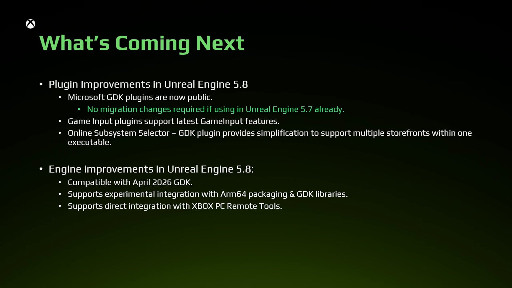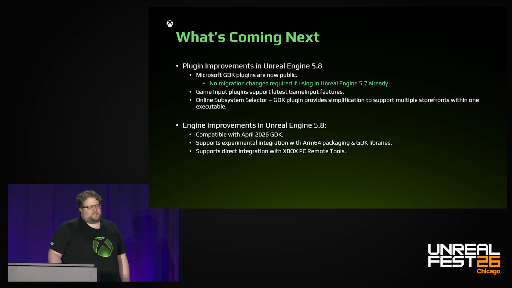The online subsystem selector, as we've talked about, is available in this engine version, provides simplification for supporting a unified executable across PC storefronts. Engine improvements in Unreal Engine 5.8 include support for the April 2026 GDK, experimental support for ARM64 packaging and native ARM64 GDK libraries, and support for the Xbox PC remote tools directly integrated in the engine as part of the project launcher flows.